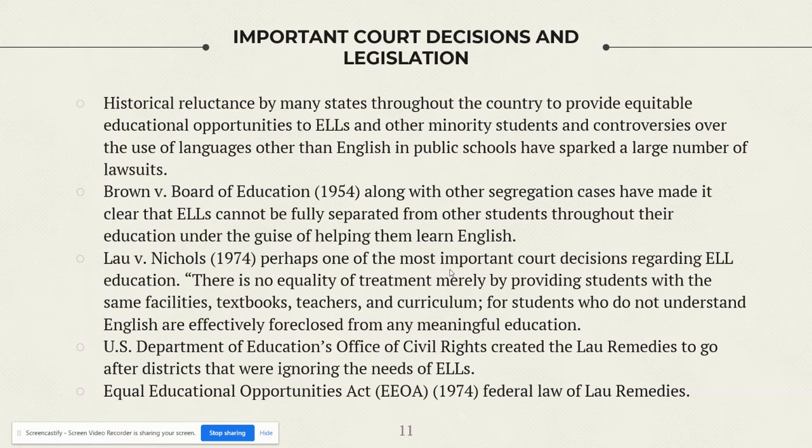And then there was Lau versus Nichols in 1974, and this was especially important for English language learners. And it says here, perhaps one of the most important court decisions. So in this court case, it was stated there's no equality of treatment merely by providing students with the same facilities, textbooks, teachers, and curriculum. For students who do not understand English are effectively foreclosed from any meaningful education.